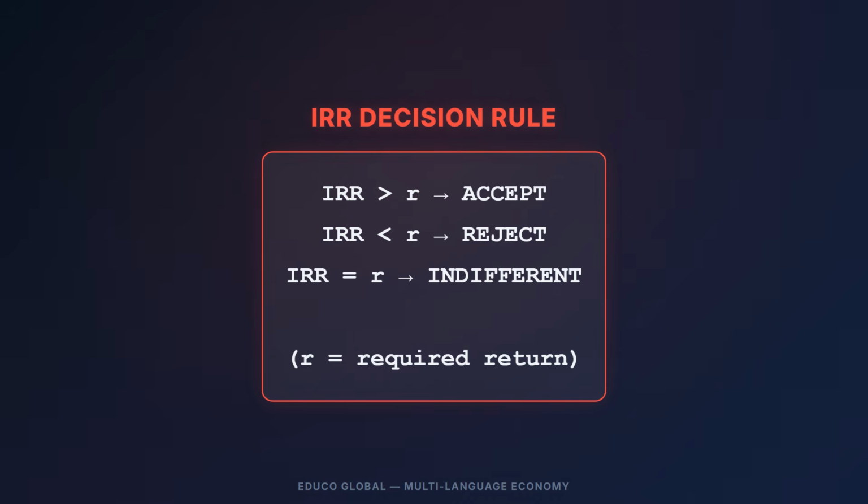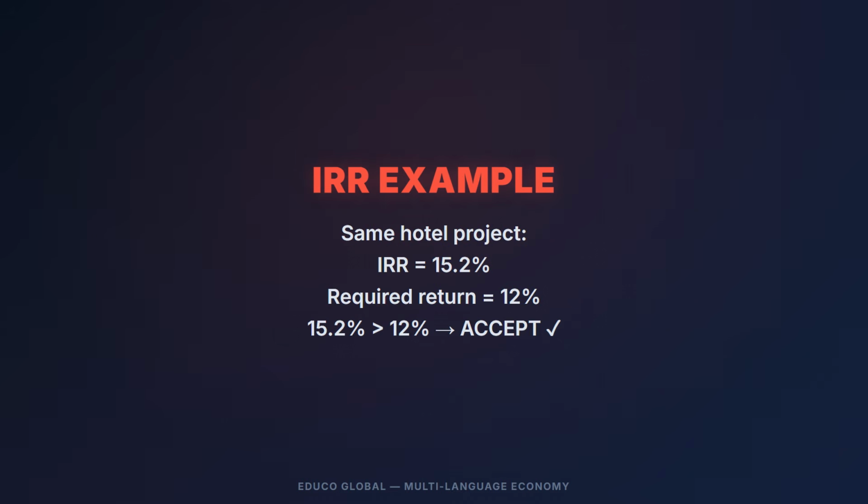For our hotel example, the IRR works out to 15.2%. Since our required return is 12% and 15.2 is greater than 12, we accept. This confirms our NPV result.